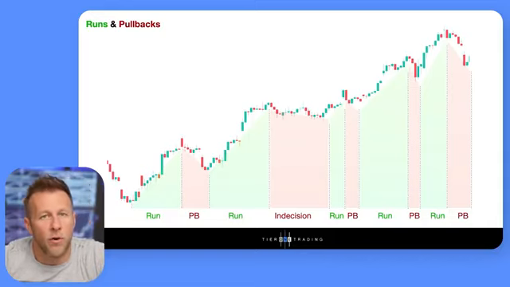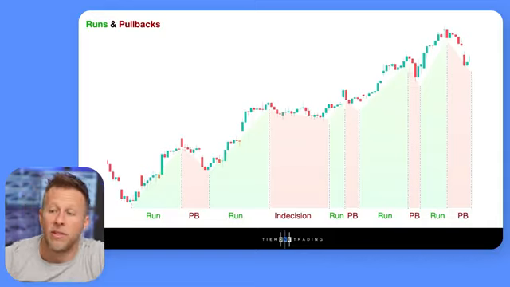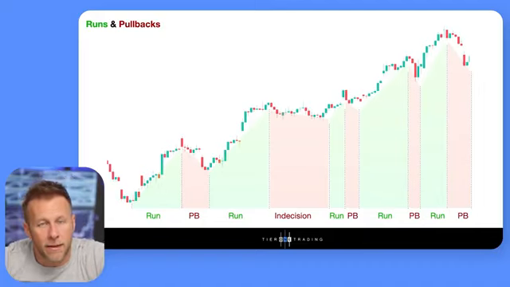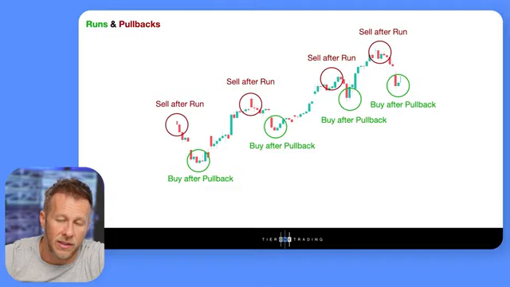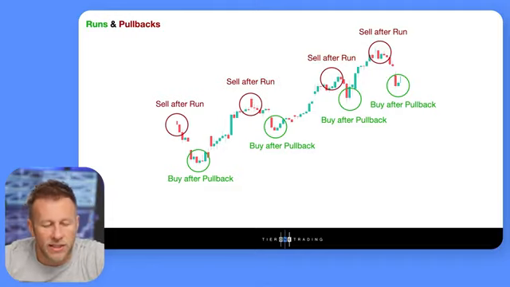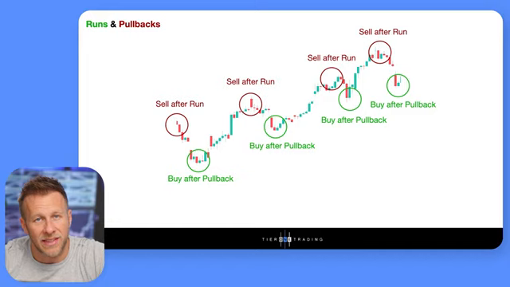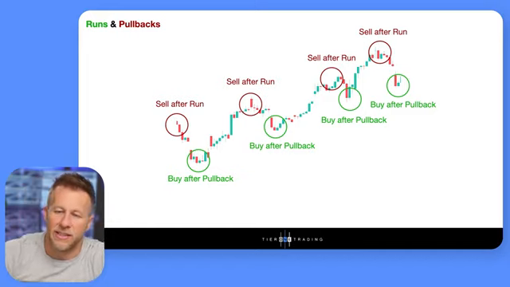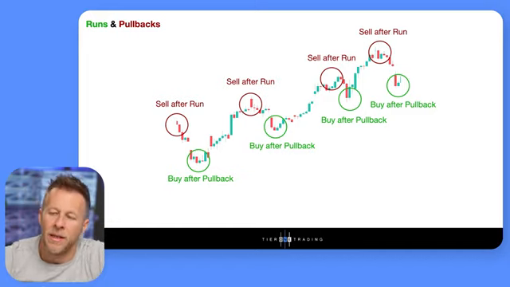Every time we're moving up, we're in a run, in a bullish trend. Every time we move down, we're in a pullback. A run and a pullback, and you can see that very clearly here. And in another example here, what we're looking to do is to buy after the pullback and then sell after the runs. Okay, that is a trend continuation. That's a trending trade setup.